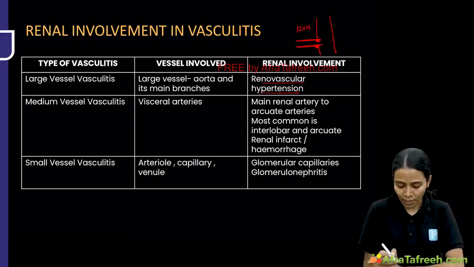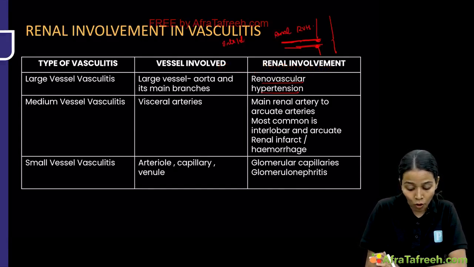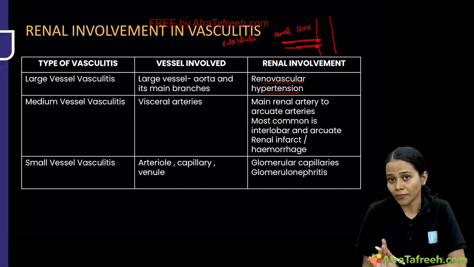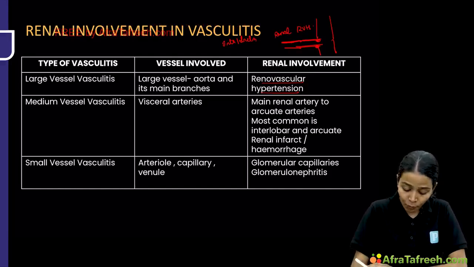Now, medium vessel vasculitis means it involves the visceral arteries and their branches. So, if we take the kidney, we know it involves from the main renal artery till the interlobular artery. So, the glomerulus is not going to be involved. That's very important because it's not going to the glomerular capillaries at all. Now, here what can happen?